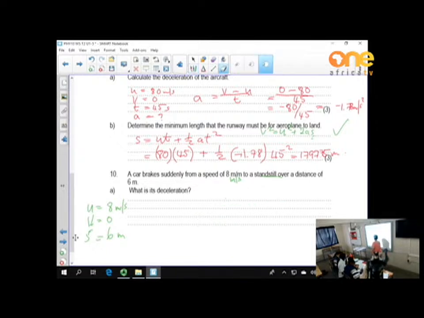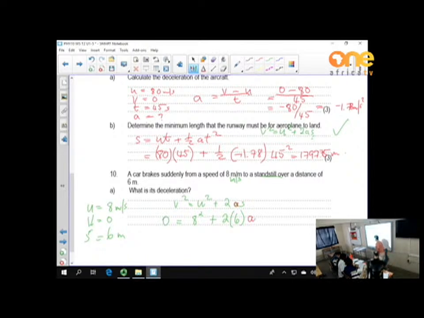Yes. We will use v squared equals u squared plus 2as. With me? And we are looking for a. So we are looking for that one. What is v squared? 0. What is u squared? It's 8 squared, plus 2 times, what's the distance? 6 meters. And we are looking for a.